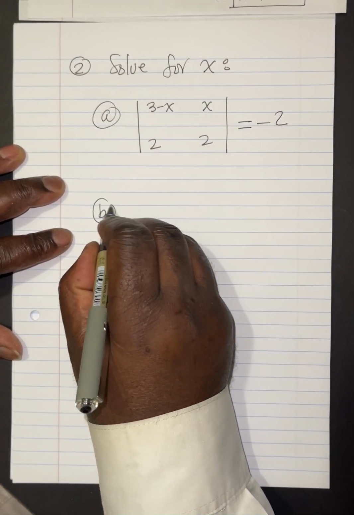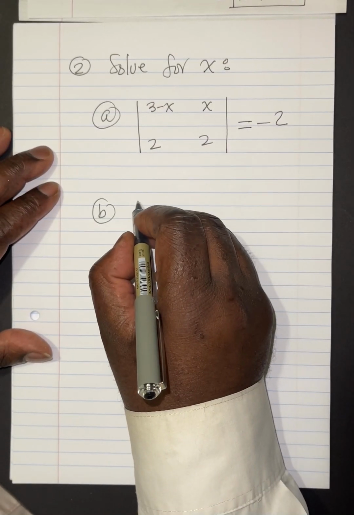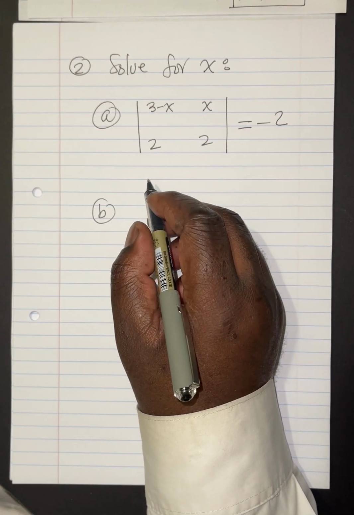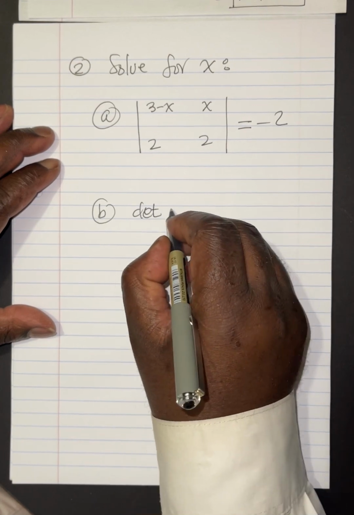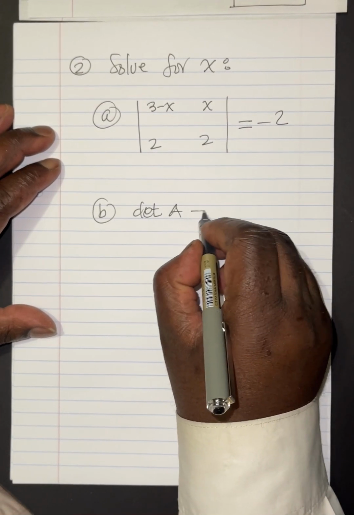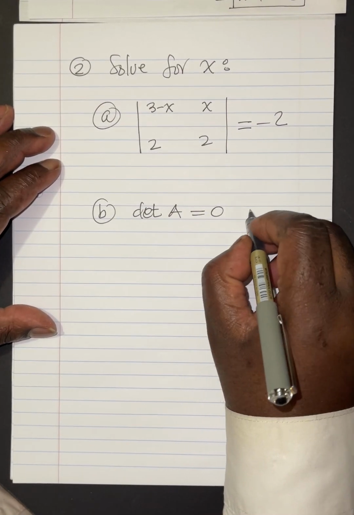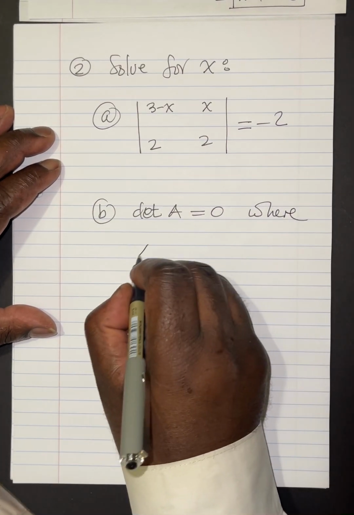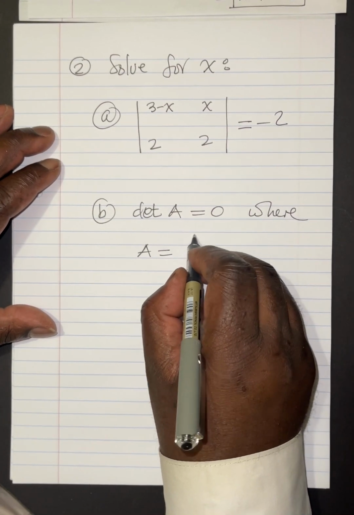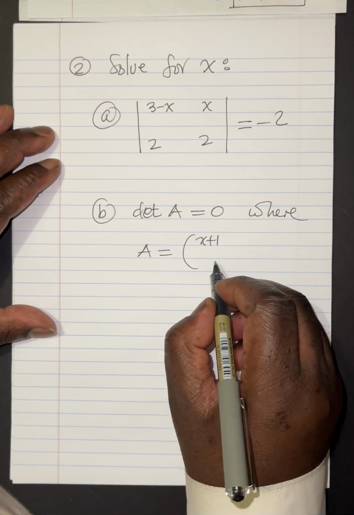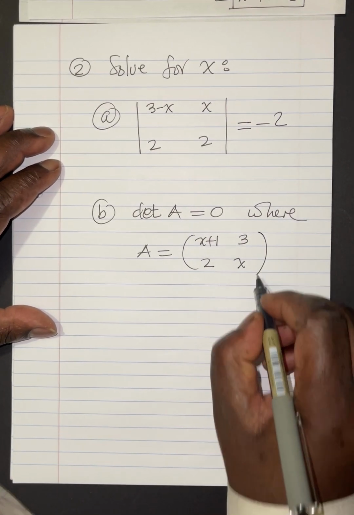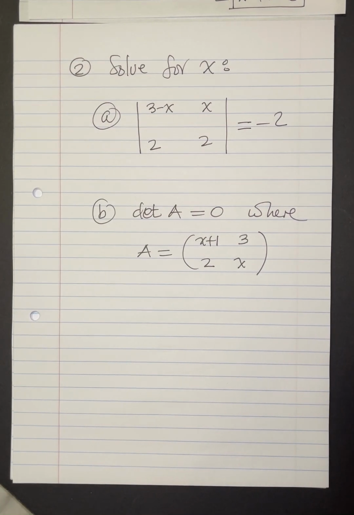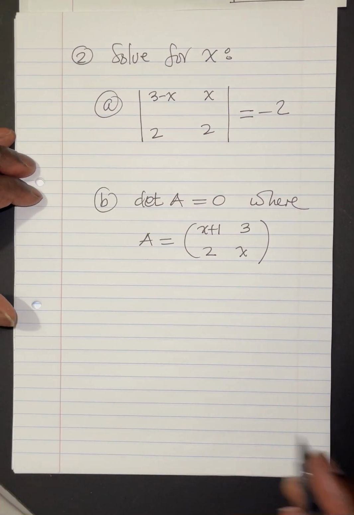Number B, we are told that determinant of A is equal to 0, where A is equal to x plus 1, 2, 3, x. So we're supposed to solve the equation. Now, our solution will be as follows.